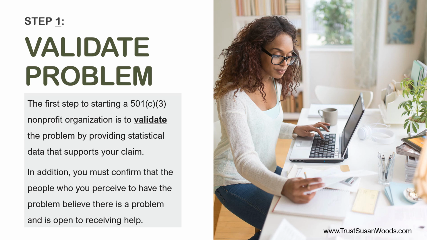Another way to validate the problem is to also make sure that it is actually a problem. I mean, you may be surprised to know that there are people who are homeless that don't see it as a problem. So there's no need for you to venture out to create a 501c3 nonprofit organization to address a problem that your target group don't perceive as being a problem. So that's what validate problem means, and that's the first step of the 20 steps to starting a 501c3 nonprofit organization.